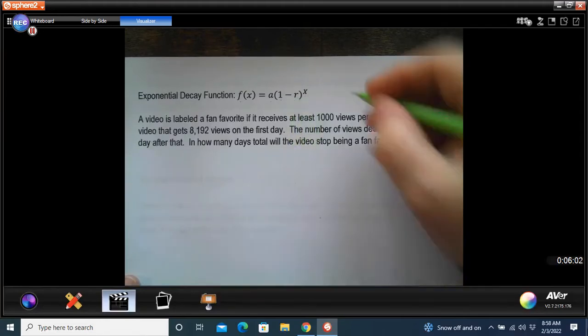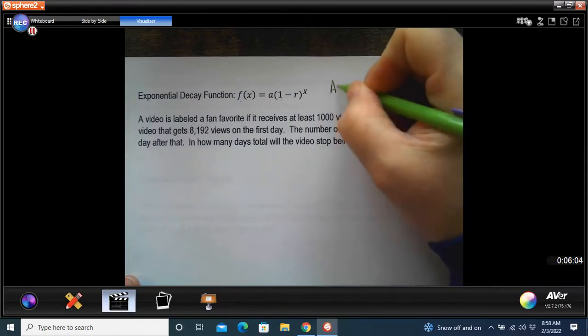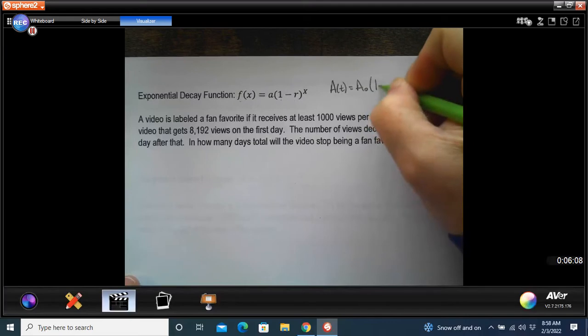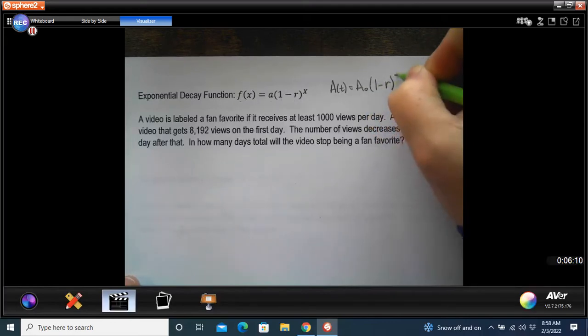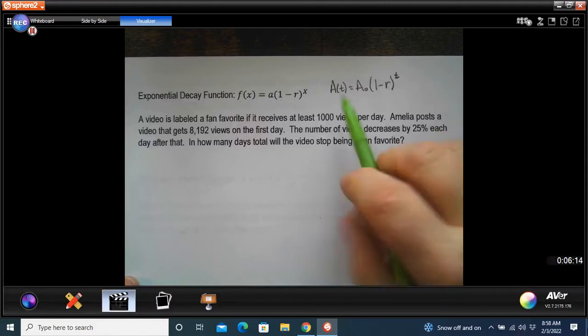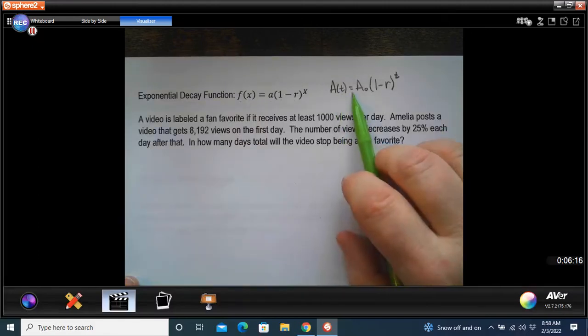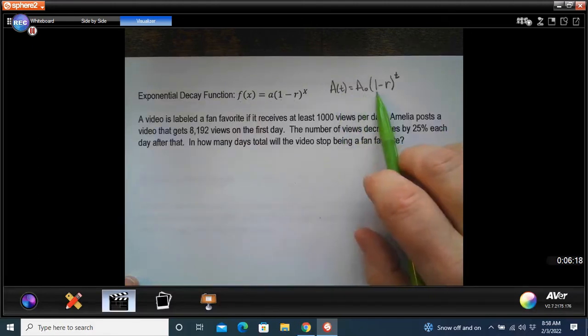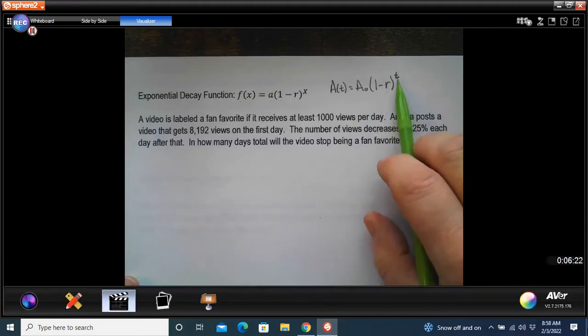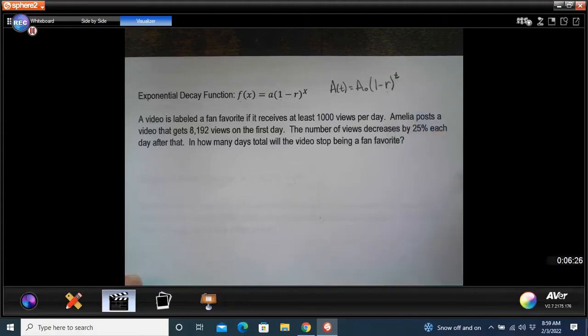And again, if I revert back to A of t equals A sub 0 times 1 minus r to the t, it's the exact same thing. The amount over time equals the initial amount times 1 minus the rate of decay to the t, the time. How long? So a video is labeled a fan favorite.